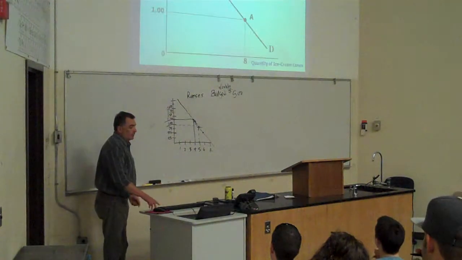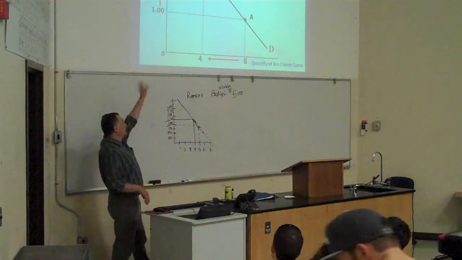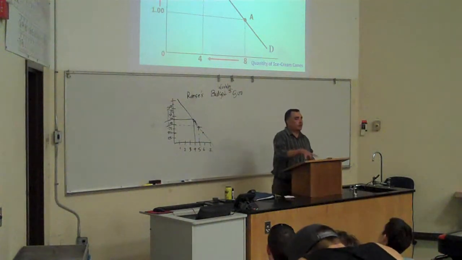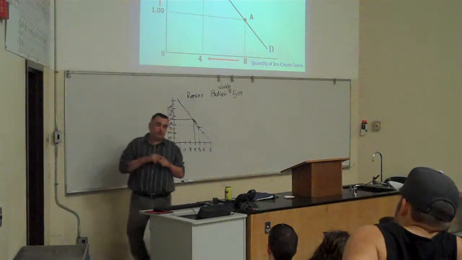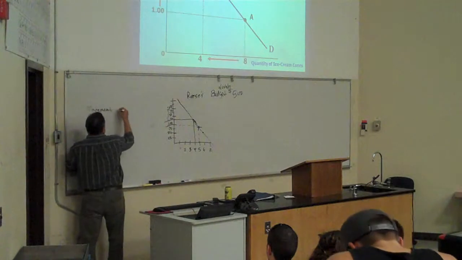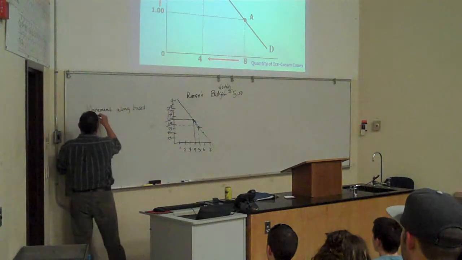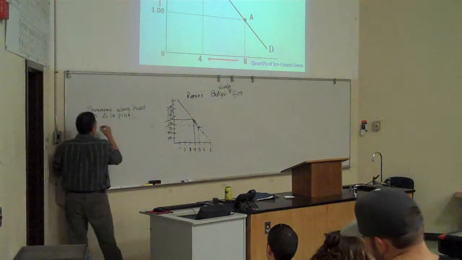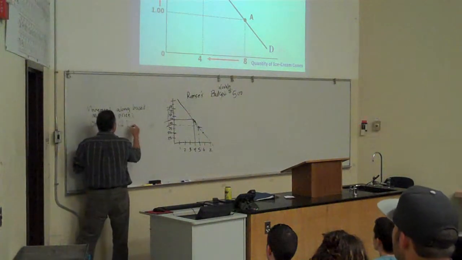Everybody cool? Okay, so this just shows, and there's an exam question on this, most people don't have any trouble with this. It'll be just like this. A movement from point A to point B represents a change in quantity demanded, or a movement along the demand curve. Let me write that out, because that always is a little bit confusing. Movement along the curve based on a change, delta, in price is called a change in quantity demanded.